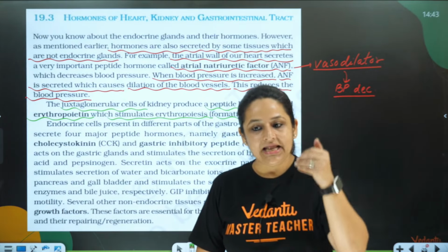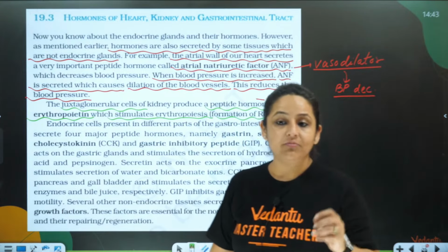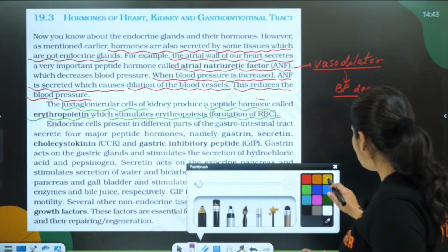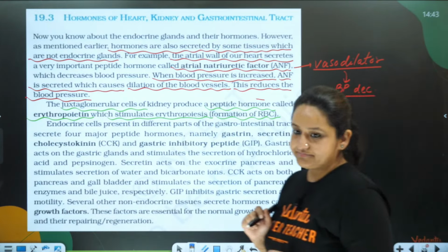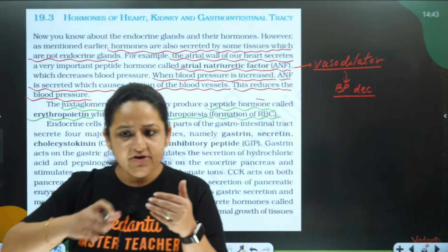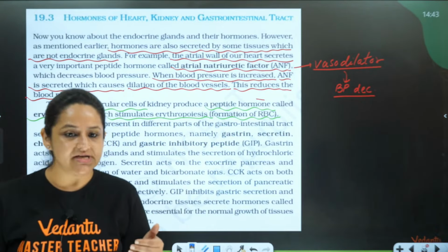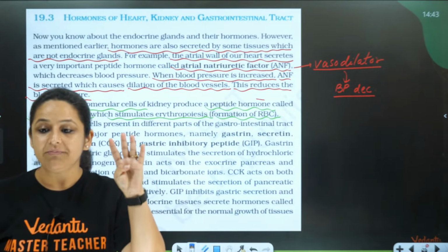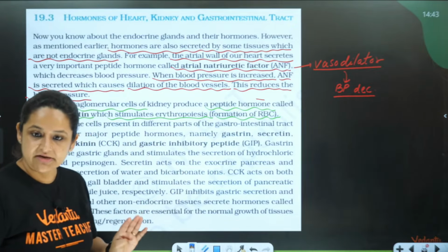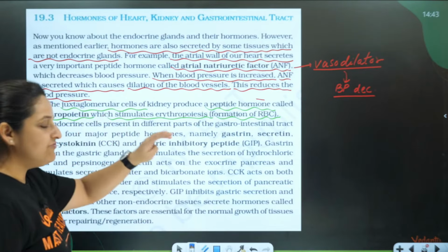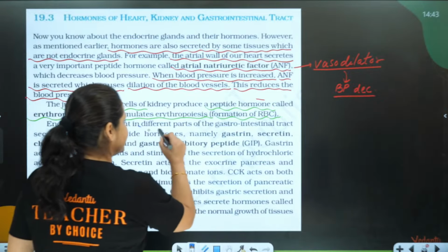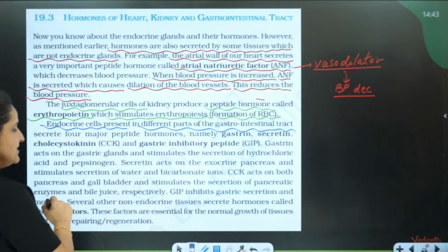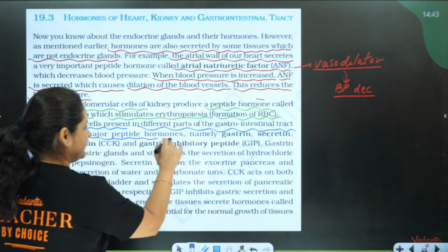Clear? And now we are coming to the hormones of the gastrointestinal tract, also called the GIT, right? In different areas there are different hormones that are released. We are going to talk about the 4 main peptide hormones in the gastrointestinal tract, that is, of the digestive system. There are endocrine cells present, and they are releasing 4 major peptide hormones.